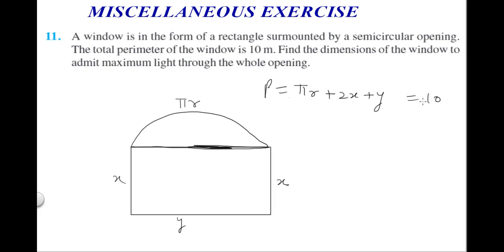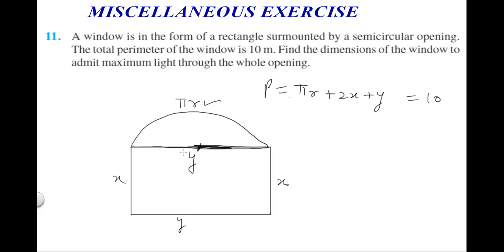Clear? Now what are they saying? One more thing: with the semicircular opening, if this is y, this is the diameter. So the radius will be y upon 2, and you can place it here. So you will have the equation in terms of x and y only. Now you have to find the dimensions of the window. You have to find x, y and r, all three, to admit maximum light through the whole opening.